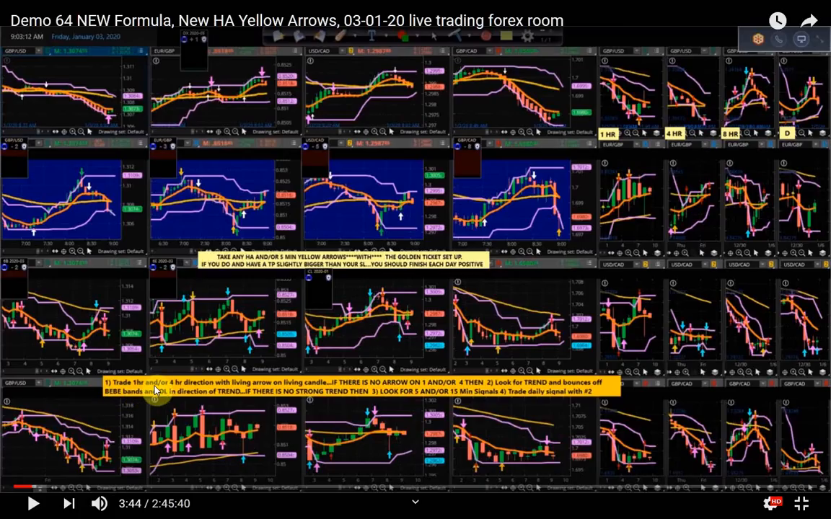Trade 1 hour and or 4 hour direction with living arrow on living candle. There's the living arrow on the open candle. You're also backed up with the 8 as well. On both BB bands, chances are really high that this is going to go up. So you've got a golden ticket number 1.